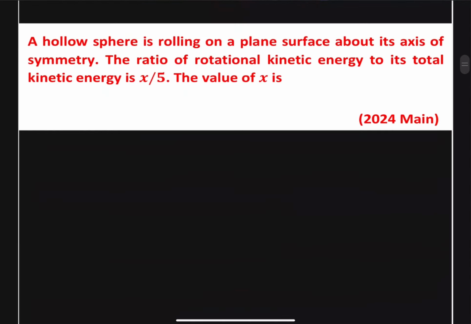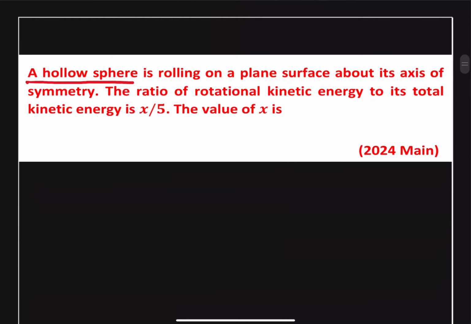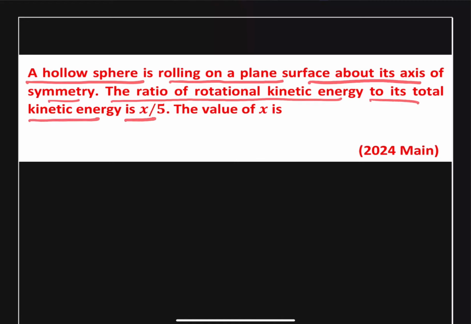Next question. It states that a hollow sphere is rolling on a plane surface about its axis of symmetry. The ratio of rotational kinetic energy to its total kinetic energy is x by 5. The value of x is? So here we have to find out the ratio of rotational kinetic energy and total kinetic energy.